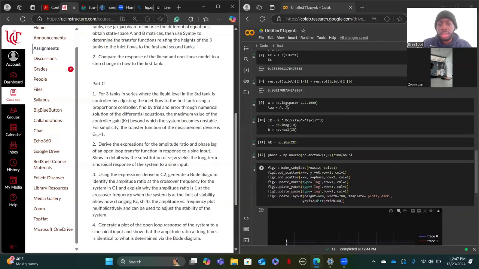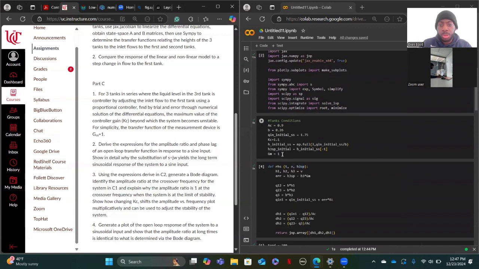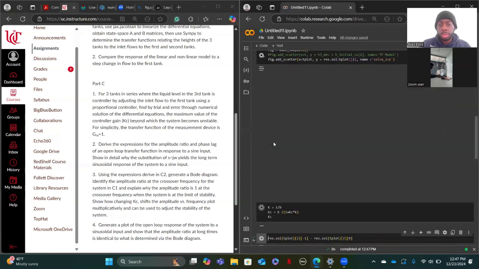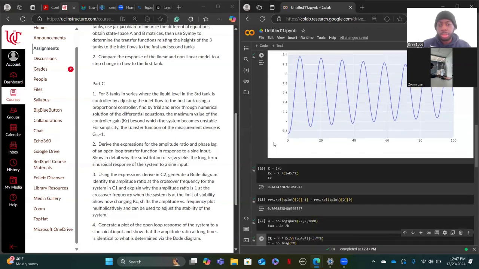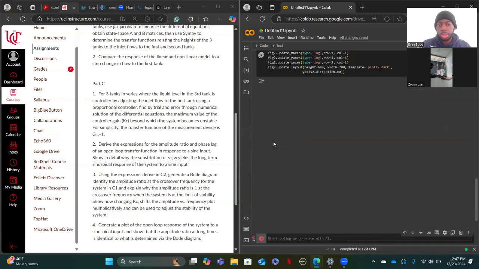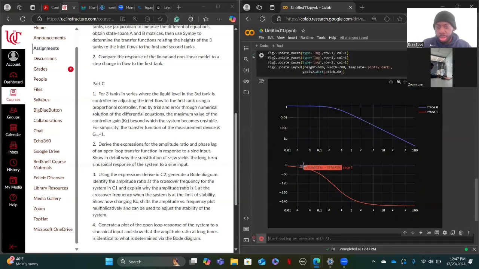I think if I change my KC, that would work. Let me go to like 2. Does that help? It does not. Yeah, I really don't know. I actually decreased it. No, it's the same.